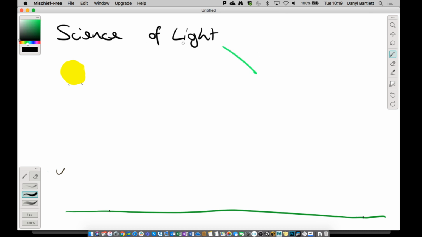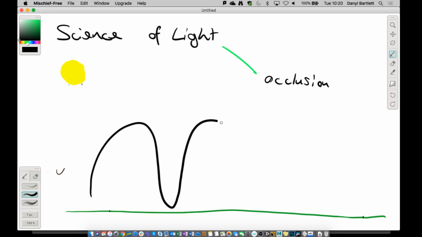So we were talking about occlusion. So let's just do a quick example of what we mean by occlusion. Okay, so here's my super rough surface. Here's my light rays coming down. So let's make it a bit darker so you can see it on the screen.